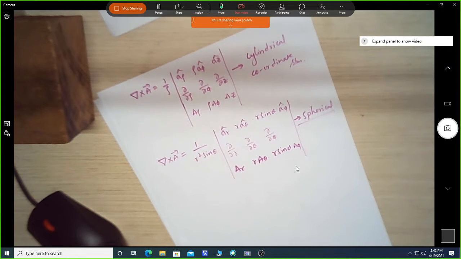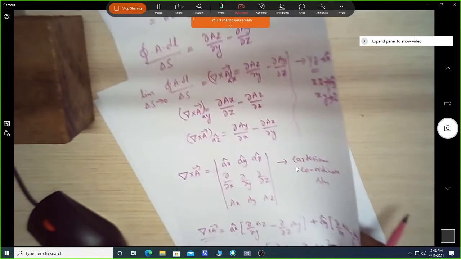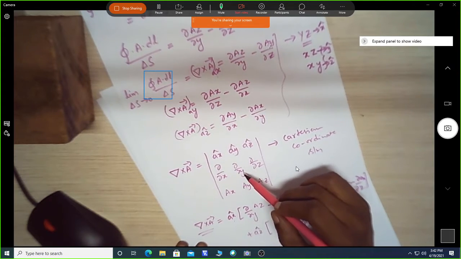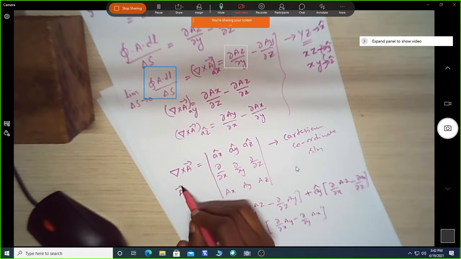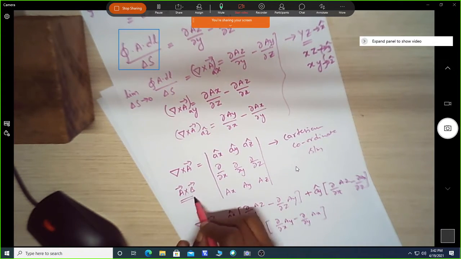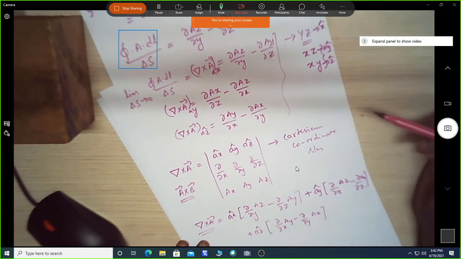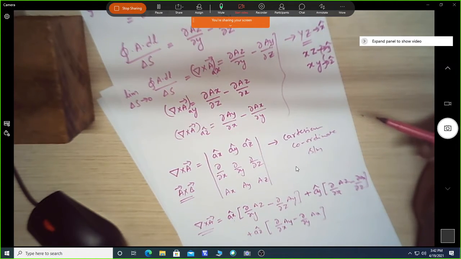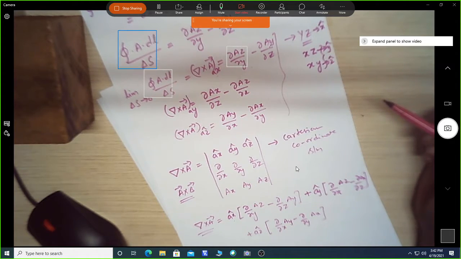If you remember the Cartesian coordinate system, when we define A cross B of two vectors, it is similar to this only. Can you remember? Is it like this? Is it not? Hello?